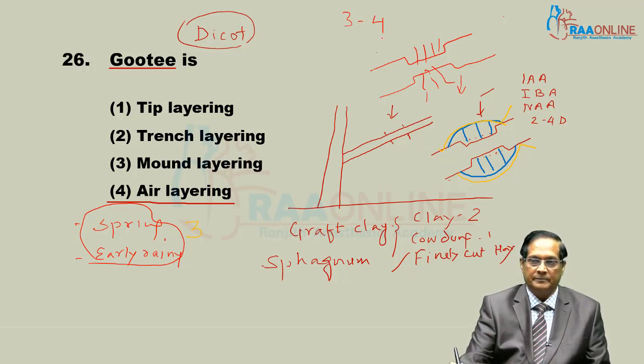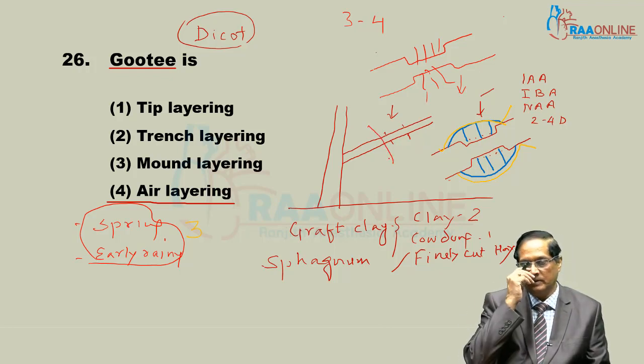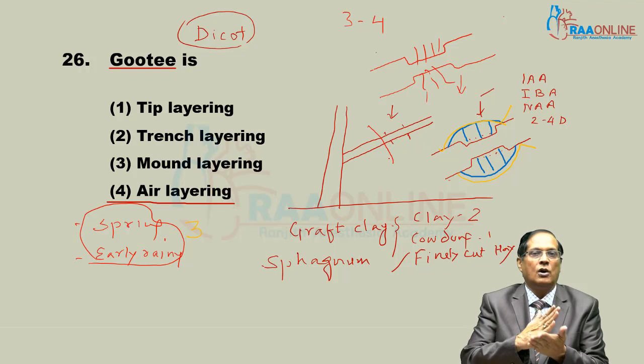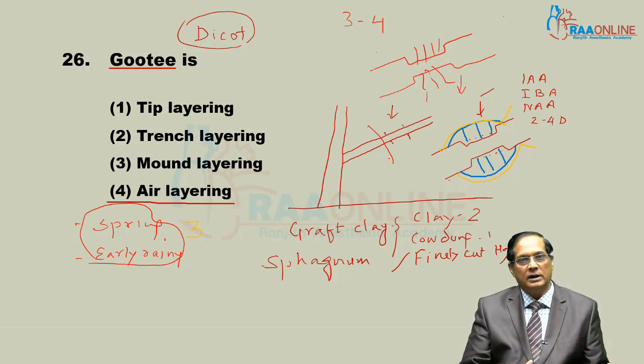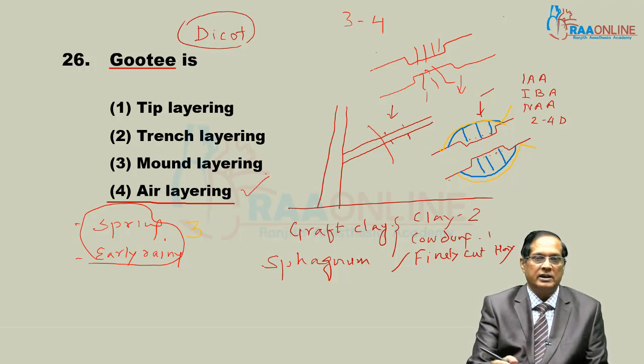And after rooting, this branch is separated, that is cut from this area and planted somewhere else as a new plant. This branch is now removed from the parent plant and can be used for propagation. So new plants are obtained from this branch. First rooting is done, followed by cutting, and that entire activity is done in the air. That's what is called air layering or Guti.